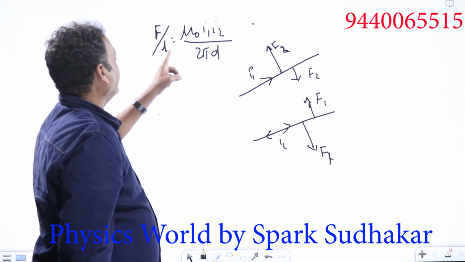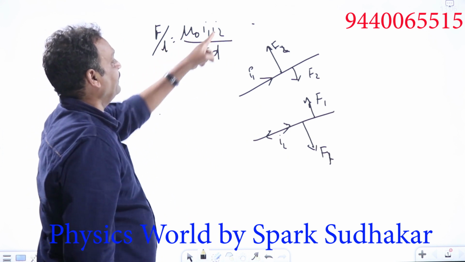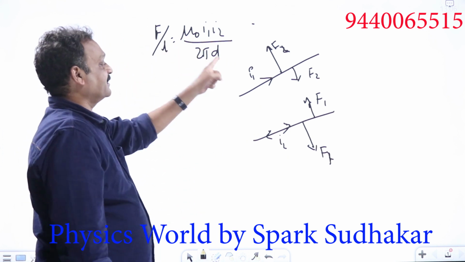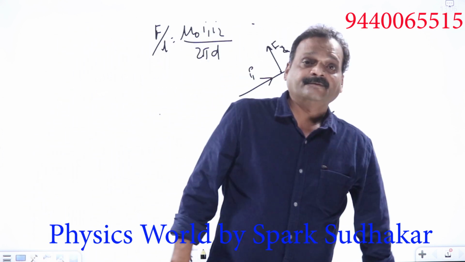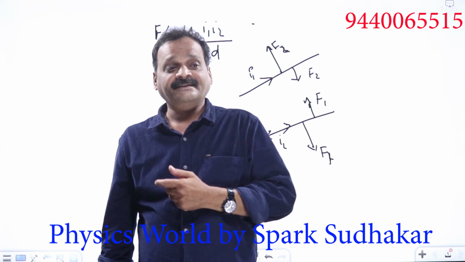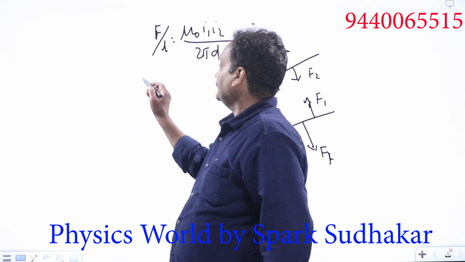What is that force per unit length? F by L equal to mu naught I1 I2 by 2 pi d. d is the distance between the two wires. This concept becomes very useful. It has many applications actually. Questions also will keep on coming.